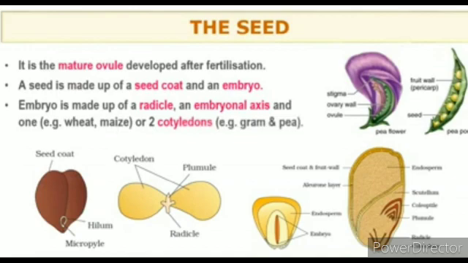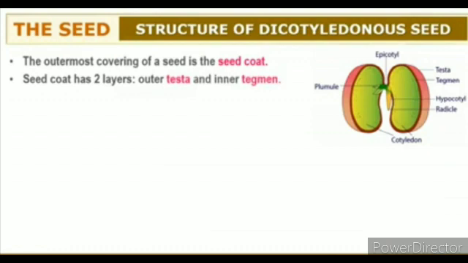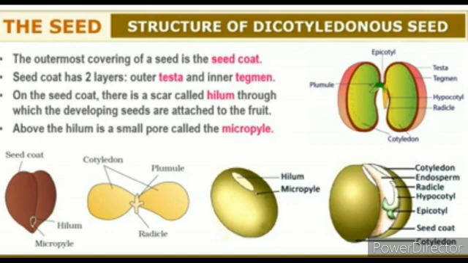Now we will discuss the structure of a dicotyledonous seed. The outermost covering of a seed is the seed coat. The seed coat has 2 layers: the outer layer is called testa and the inner layer is the tegmen. The hilum is a scar on the seed coat through which the developing seed was attached to the fruit. So the connection between the fruit and the seed is called the hilum. Above the hilum is a small pore called the micropyle.